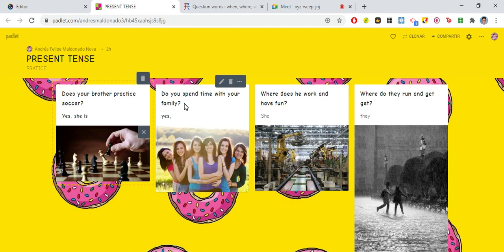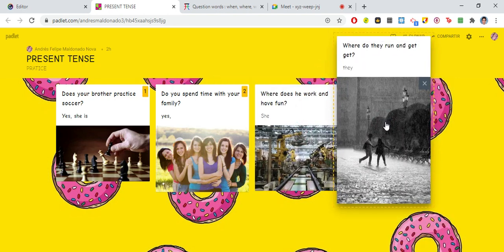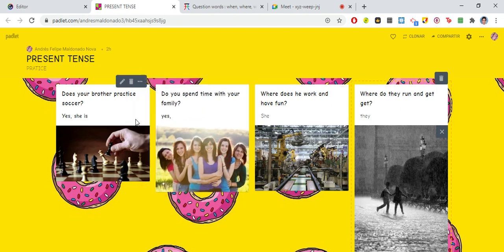You can see here 4 pictures, and we are going to try to answer these questions. Let's start with this one. Remember, if you look at this, you can realize that this and this are WH questions, and these are yes or no questions. Obviously, because they start with does and do, and this starts with a WH word. Where, okay? For example, where do they run and get wet?